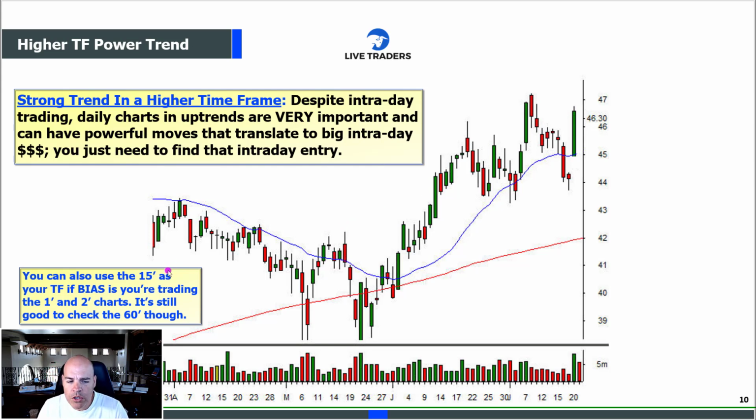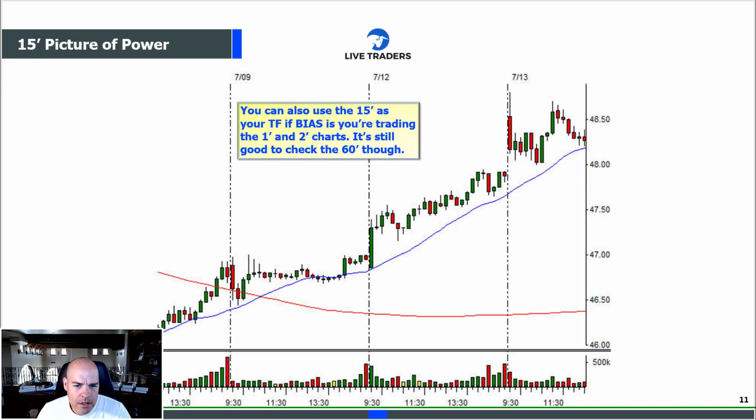As it says on the bottom left, you can also use the 15-minute as your time frame, not if, but let's change that to of. There we go. Got to move this over. There, it's better. We can also use the 15-minute as your time frame of bias if you're trading 1 and 2 minute charts. In this case, we're looking at a daily chart, because we're trading 5-minute, 15-minute charts, but every once in a while you can use the 15-minute, okay? So let's take a look at what that looks like.